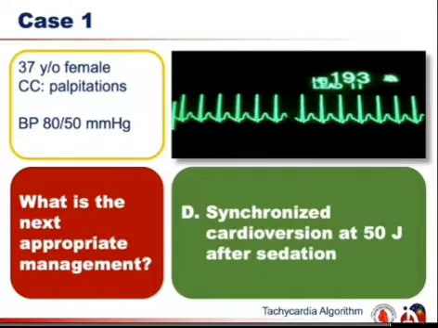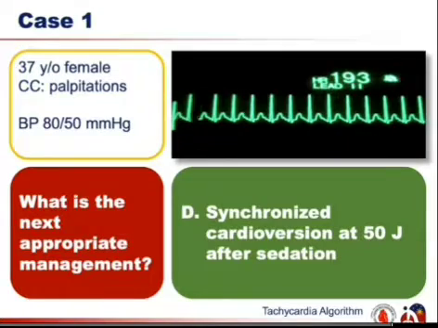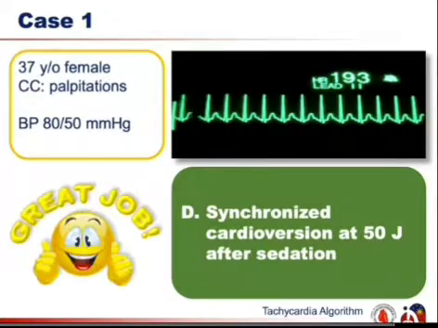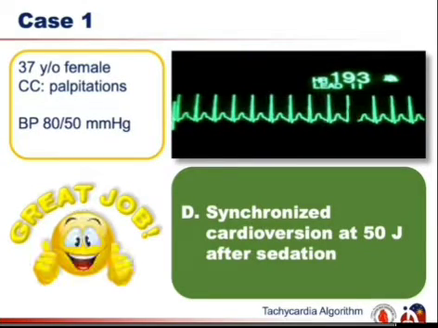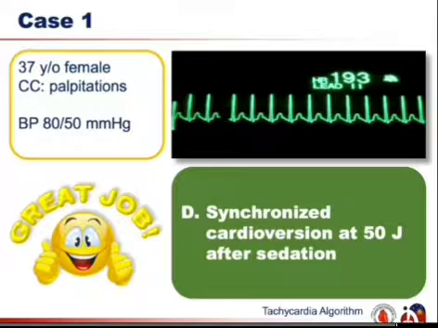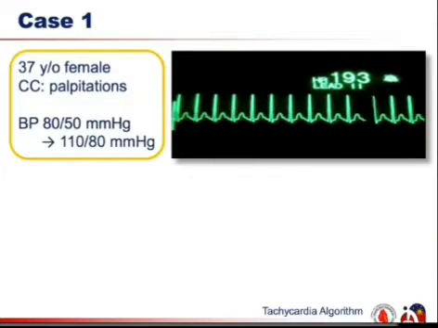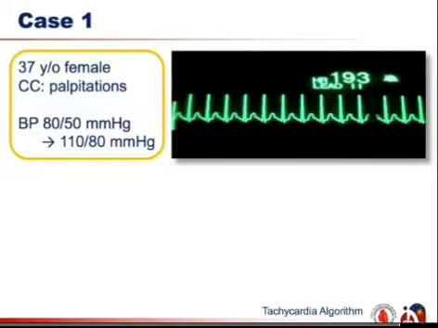The answer is D. Do synchronized cardioversion at 50 joules after sedation. You got it right. Good job. For cases of unstable tachycardia, the appropriate management is cardioversion. Upon reassessment, her blood pressure went up to 110/80 millimeters mercury. What should you do next?